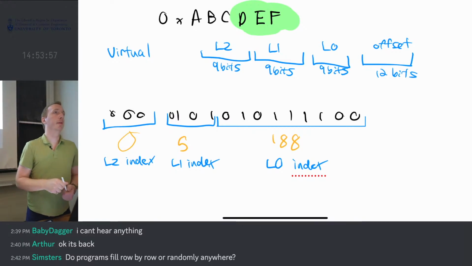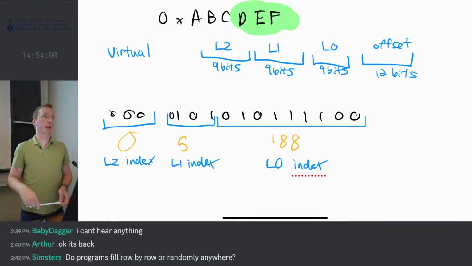Yeah. So, like, here we're given a virtual address, right? So how does the kernel assign a virtual address to certain memory?